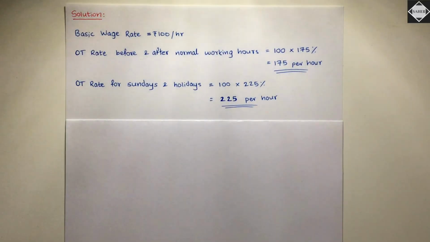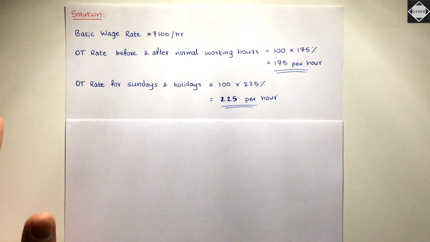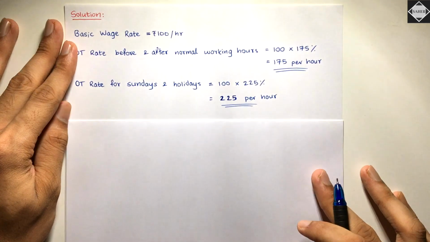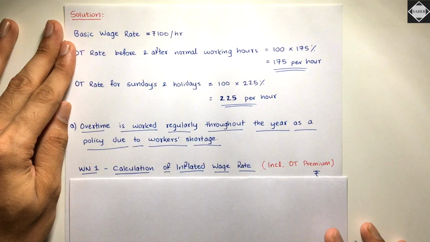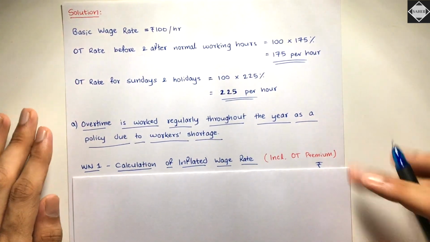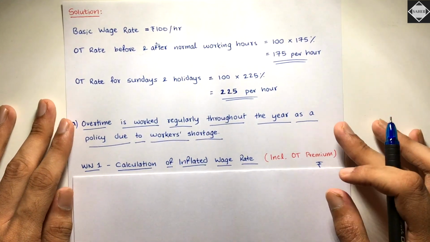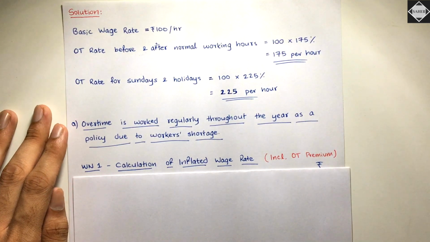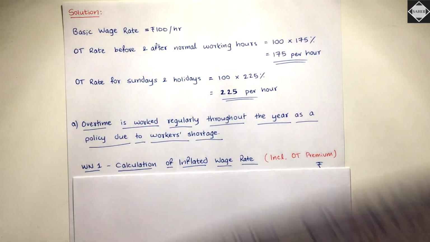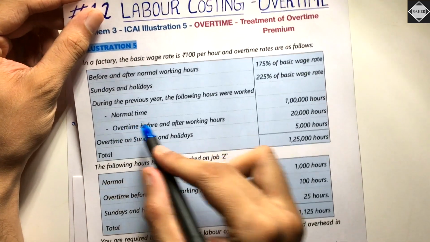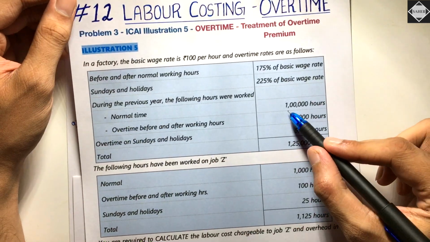So see here, we are just going to increase the rate. See how it will happen. Calculation of inflated wage rate. So what are we going to do is, first we are going to take the previous year data. In previous year, normal time was how much? Total, for the total year, 1 lakh hours.